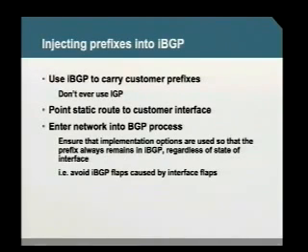What you do, point a static route to the customer interface, put the network into the BGP process, and ensure that the implementation options are used so that the prefix always remains in iBGP, regardless of the state of the interface. So if your customer link flaps up and down, you don't want your iBGP flapping up and down, so that you don't have to send your procurement people to the vendor saying, hey, we want iBGP flap damping. Okay, the options are there.